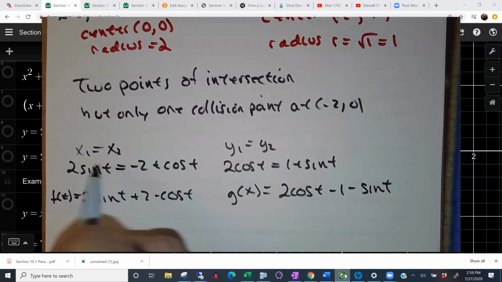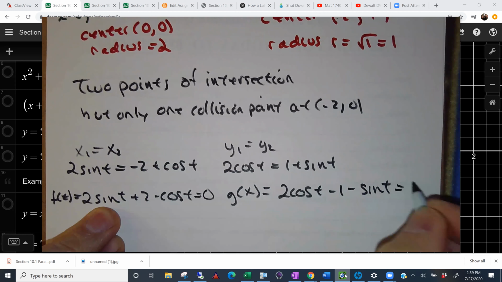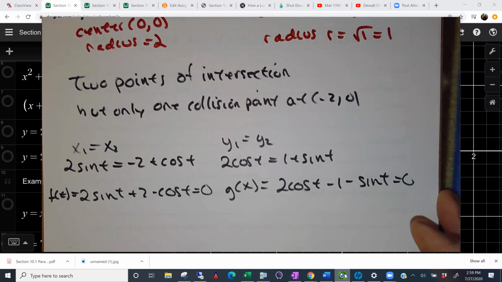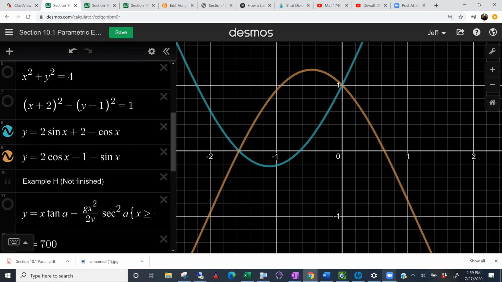Now, in order for these things to be equal, this would have to be 0, and this would have to be 0. Both these graphs would have to be 0 at the same time. And you can actually just look and see where that happens. So here's the graph of the first one for your x coordinates, cosine of x. And here's the graph of the second one for your y coordinates. And what you're looking for is where they're both 0 at the same time.